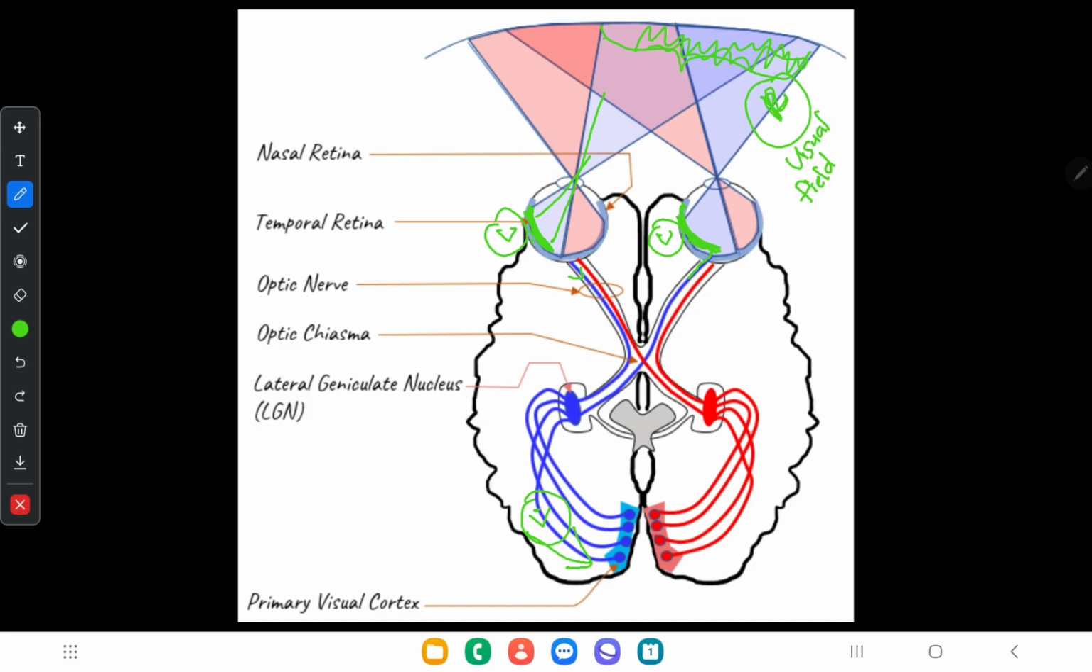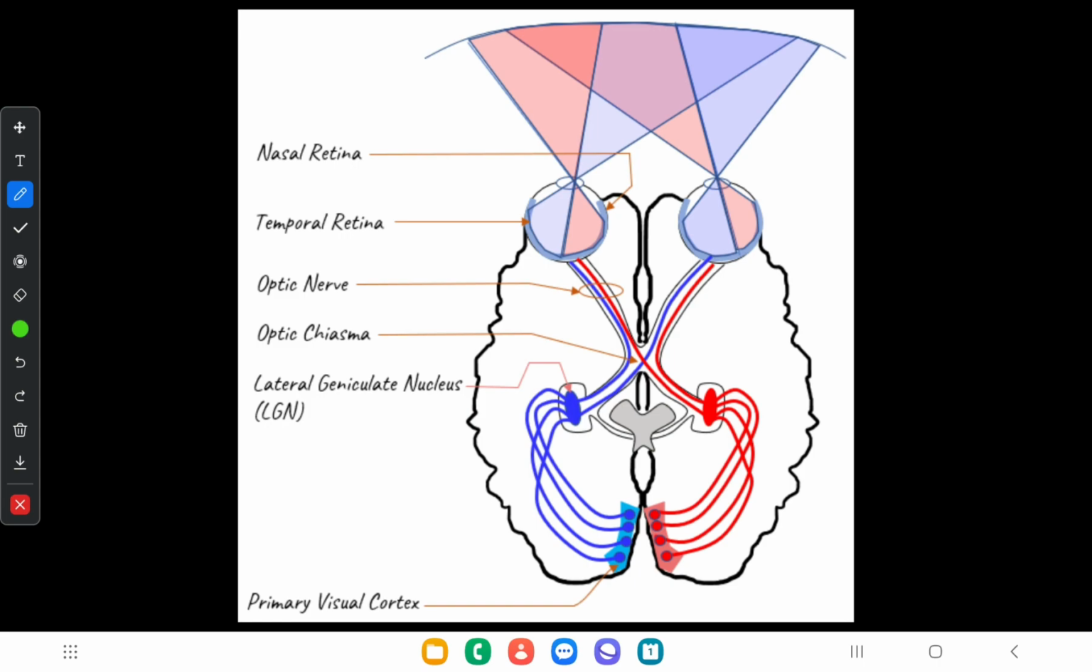Same as that, upper quadrants of the retina project to the upper lip of the calcarine sulcus, and the lower quadrants of the retina project towards the lower lip of the calcarine sulcus, and the macula is represented in the occipital pole. Then I'm going to discuss the visual reflexes, the pupillary light reflex, the accommodation reflex and the corneal reflex separately. Before that, I'm going to discuss the clinical correlations of this optic visual pathway.